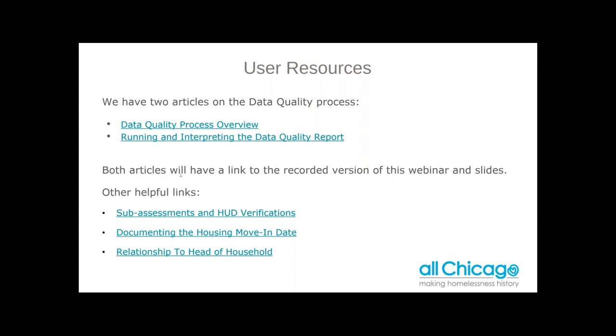Okay, as we wait for that, let me just go through the user resources. We do have these two articles available. I showed you what they looked like in the help desk. Once these slides come out, you'll be able to click on them and go directly to them. We do have an additional 3 articles that go over sub-assessments, documenting the housing move-in date, and relationship to head of household. These 3 things are typically what causes confusion in some cases. So these are good articles to refer to if you have any questions about those.